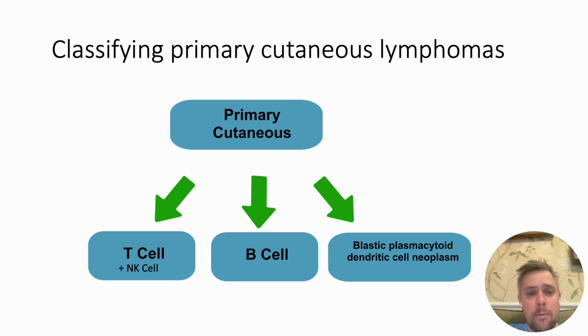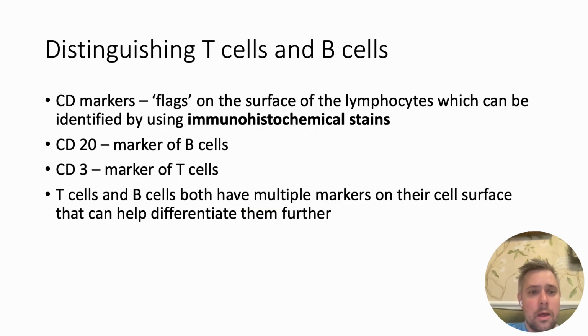You can then divide primary cutaneous lymphomas up into T cells, and you might also include natural killer cell lymphomas in this category, B cell lymphoma, or the rare blastic plasmacytoid dendritic cell neoplasm. And T cell lymphomas account for about 2/3 of all primary cutaneous lymphomas. So how do we distinguish what type of lymphoma it is?